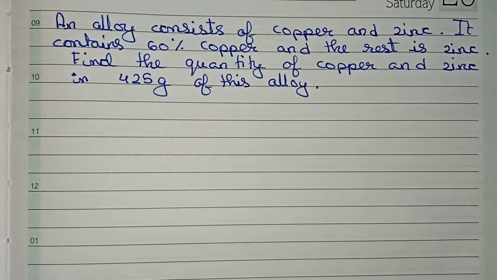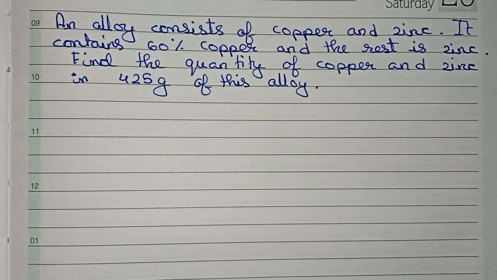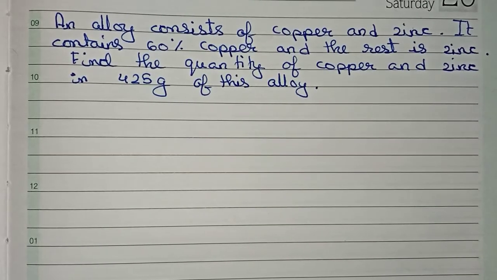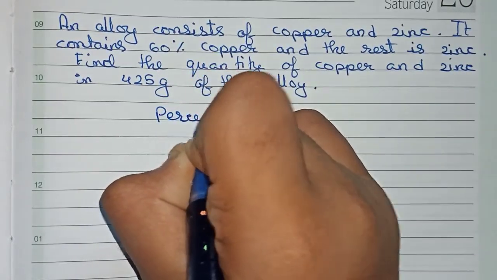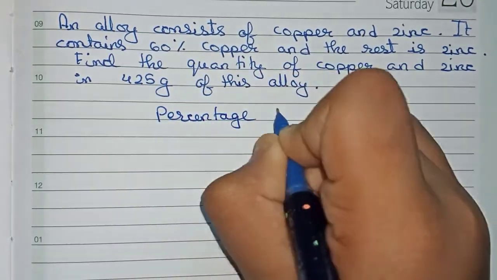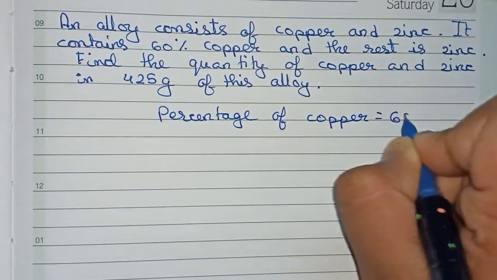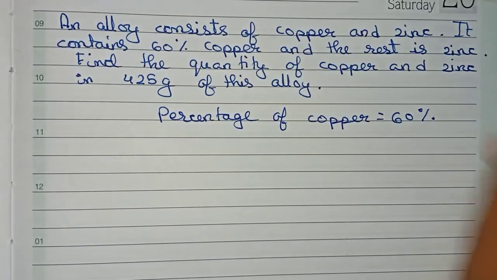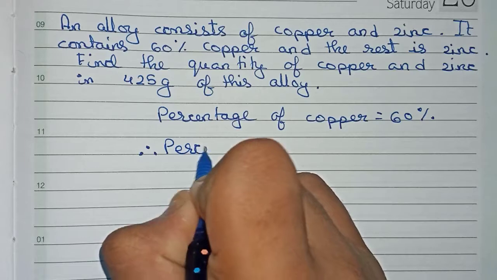Our next question is: an alloy consists of copper and zinc. It contains 60% copper and the rest is zinc. Find the quantity of copper and zinc in 425 gram of this alloy. So this is our question. Let's solve this. First we write the percentage of copper, which is given as 60%. Now I will find out the percentage of zinc. Therefore we write the percentage of zinc.